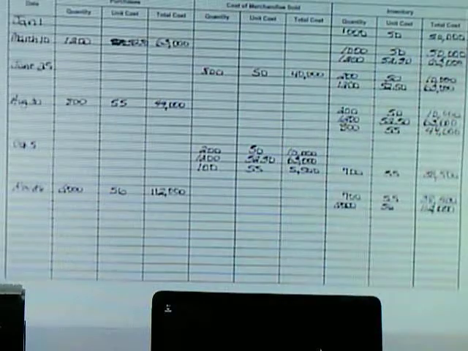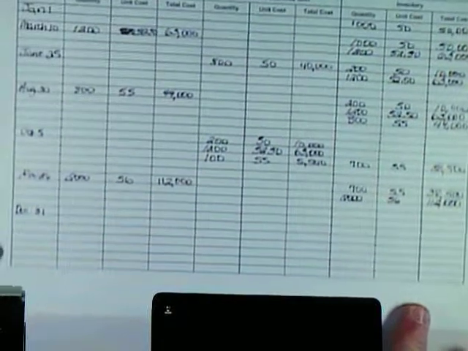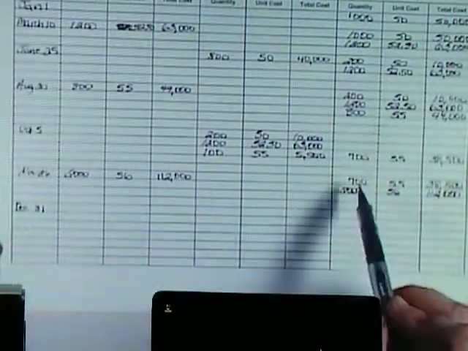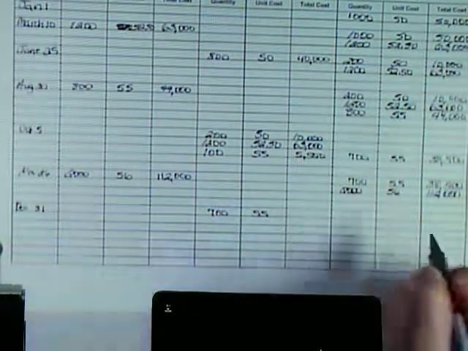On December 31st, we sold 1,000 units. So I'm going to sell 700 units at $55 apiece.